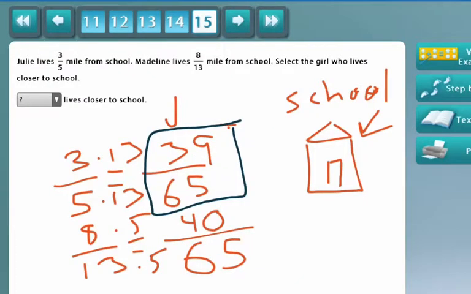I'm going to do the common denominator of 65 because the lowest common multiple of 5 and 13 would be 65. So I multiply 5 times 13 to get 65, and 3 times 13 to get 39. And for Madeline, I do 13 times 5 to get 65, and 8 times 5 to get 40. So I can see here that 39/65 is just 1/65 shorter, but it is shorter than Madeline's, so Julie lives just a little bit closer to school than Madeline does.